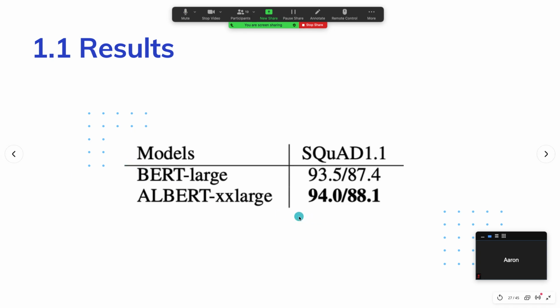Now the results of BERT and ALBERT compared on SQuAD 1.1. You'll see that ALBERT actually comes out on top, with a roughly half point increase across the board. This is impressive on its own, but what's more impressive is that this is a light BERT, so it's actually doing it with about a third of the memory. That's really important, really impressive.